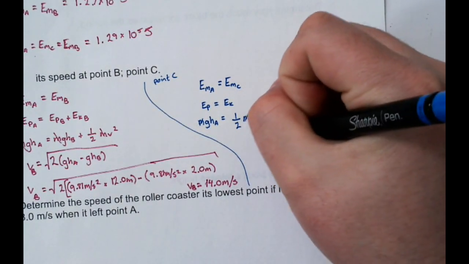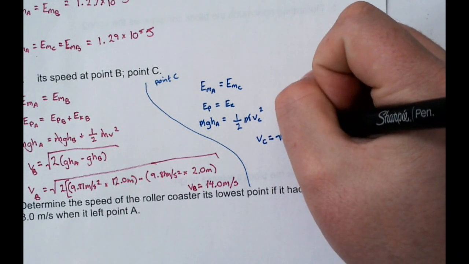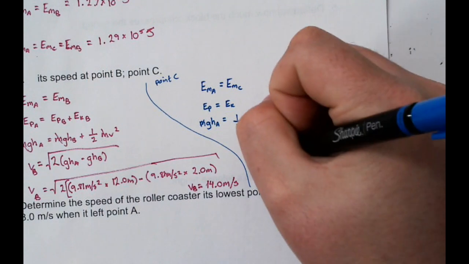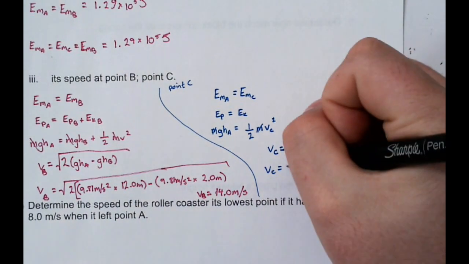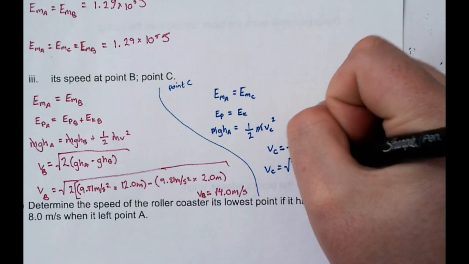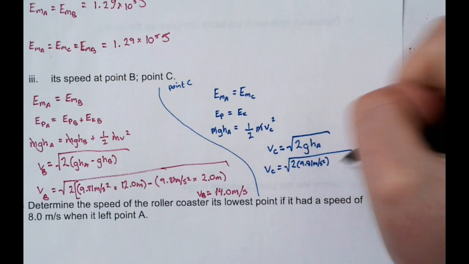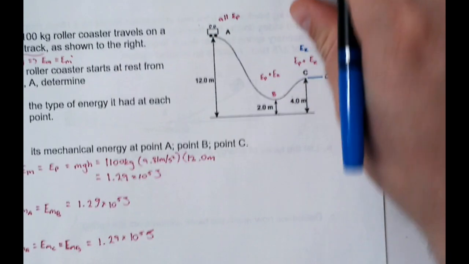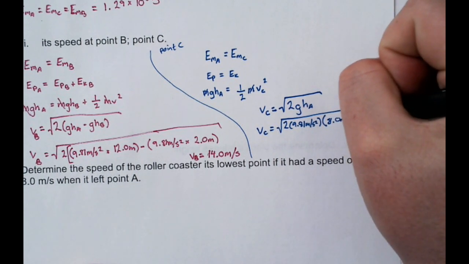When you rearrange, the velocity of C is going to be equal to the square root of 2 times gravity times the height of A. And now all we're going to do is plug in and solve. Square root of 2 times 9.81 meters per second squared times the height of A, which is not 12 meters, but it is 8 meters. So it's equal to 8.0 meters.